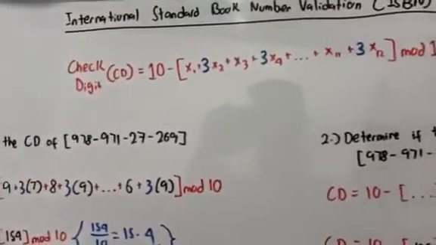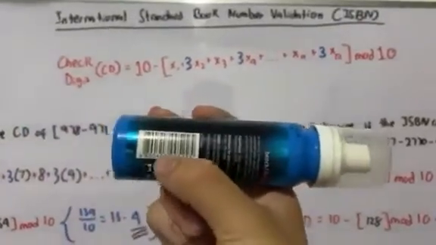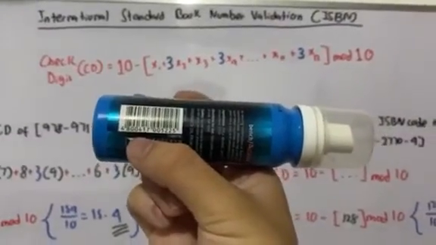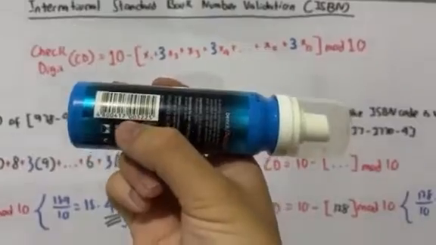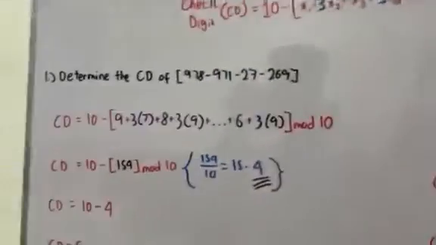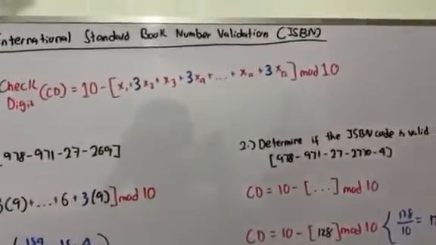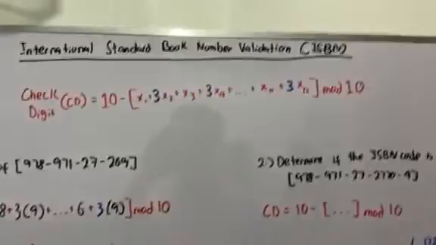The International Standard Book Number validation can be determined by its check digit. Its check digit is simply part of the barcode. Normally, barcodes have 13 digits. If you count, 2, 4, 6, 8, 10, 12, 13 digits. The check digit is the last digit of the barcode that will help us identify the authenticity of the product.